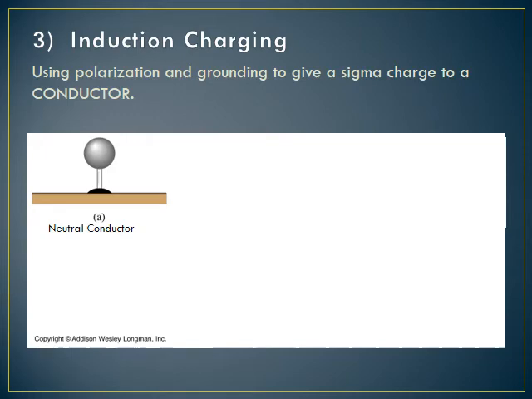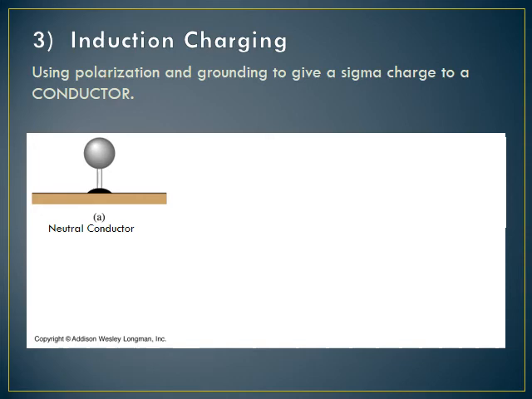The third kind of charging is known as induction charging, and it's definitely the most complex, takes the most steps. Induction charging involves using the two processes that we talked about earlier: polarization from the last slideshow, where you divide a neutral object into two halves, one positive and one negative, and also the process of grounding that we talked about just a minute ago. And so it uses those two processes to give a sigma charge to a conductor.